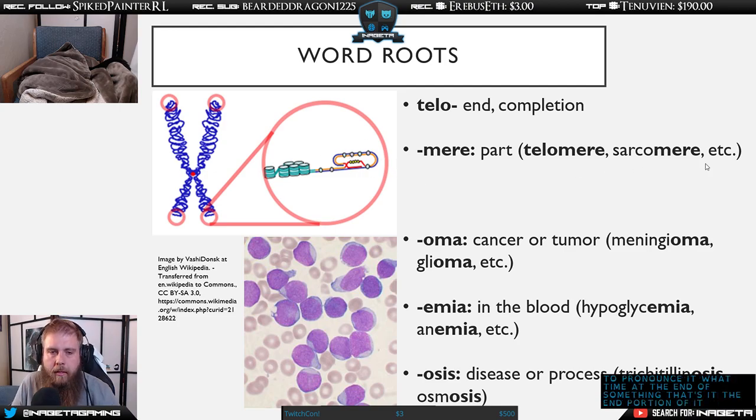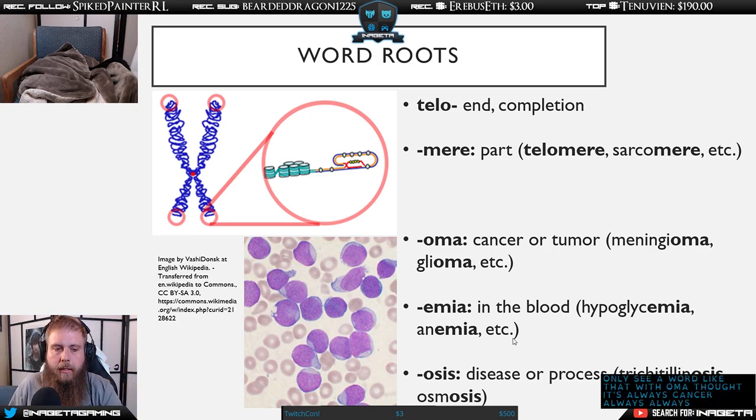That's all. A sarcomere, we talked about that a little bit when we talked about lower motor neurons. Sarcomeres are basically just a part of your muscles, or the functional part of muscles. So omas, if you see a word with oma in it, it's referring to cancer. Pretty much always cancer or tumors. So meningioma would be a cancer of the meninges, or the protective layers of your brain. Glioma would be some sort of cancer of the glial cells, one of the 4 different types of glial cells. Whenever you see a word like that with oma, it's always cancer.